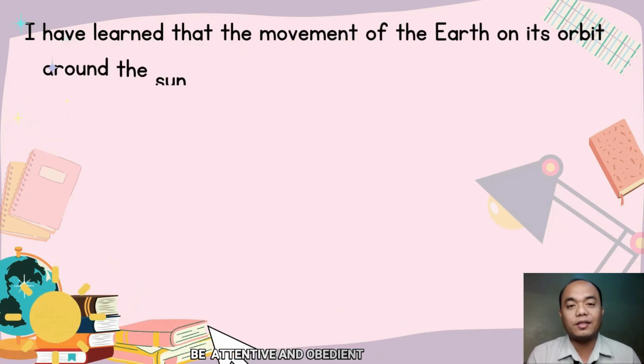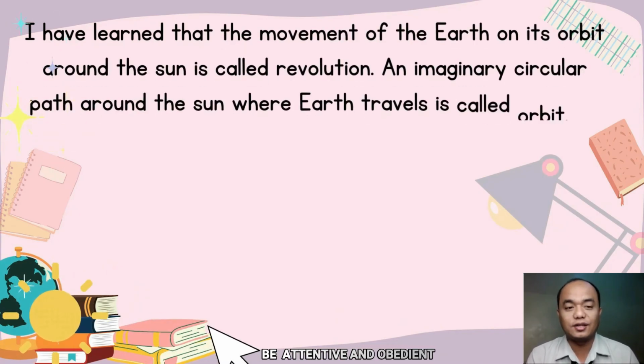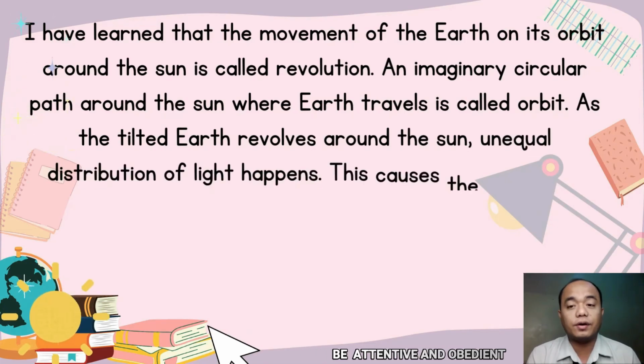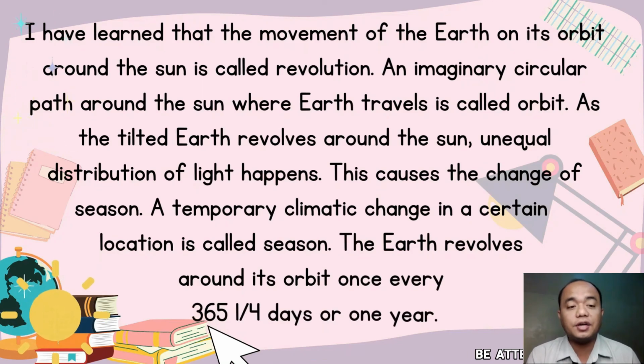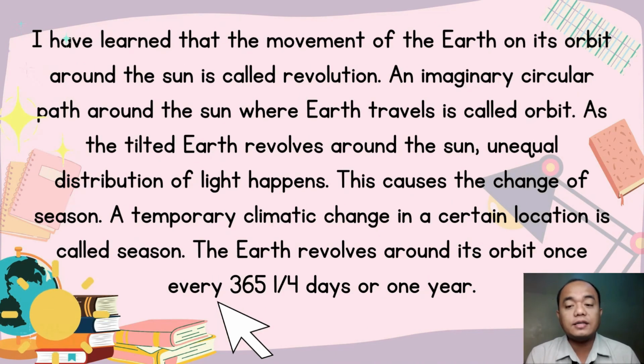Let us read all together the What I Have Learned part of your Lesson 2. I have learned that the movement of the Earth on its orbit around the Sun is called revolution. An imaginary circular path around the Sun where the Earth travels is called orbit. As the tilted Earth revolves around the Sun, an equal distribution of light happens. This causes the change of season. A temporary climatic change in a certain location is called season. The Earth revolves around its orbit once every 365 and 1/4 days or 1 year.